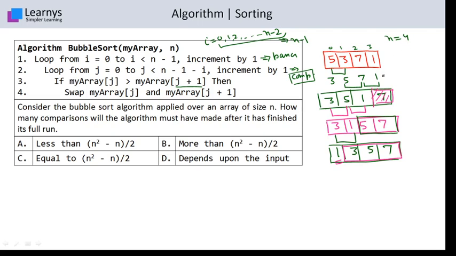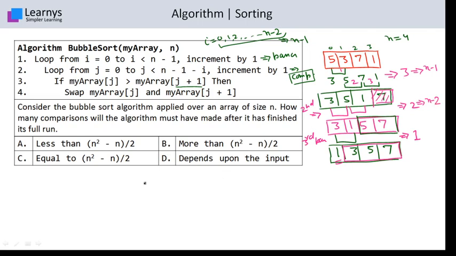For n equal to 4, in the first pass how many comparisons are there? n minus 1, which means 3 comparisons. You can see this is the first comparison, then the second and third. So the total number of comparisons is 3. In the second pass the number of comparisons is 2, and in the third pass, which is the last pass, only one comparison. So for 4, in the first pass we get 3 comparisons, which we can write as n minus 1. After that, 1 element we don't have to consider, so the number of comparisons is reduced by 1.